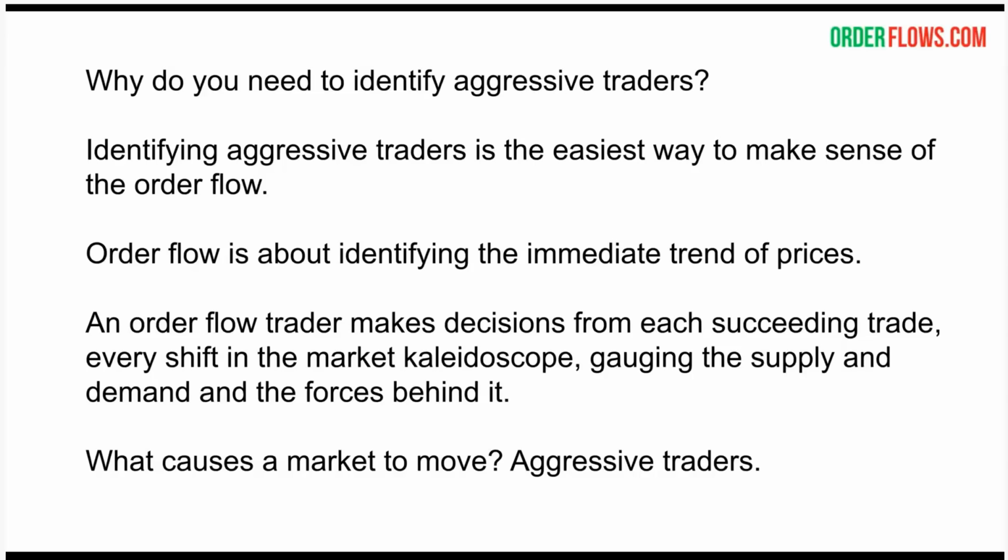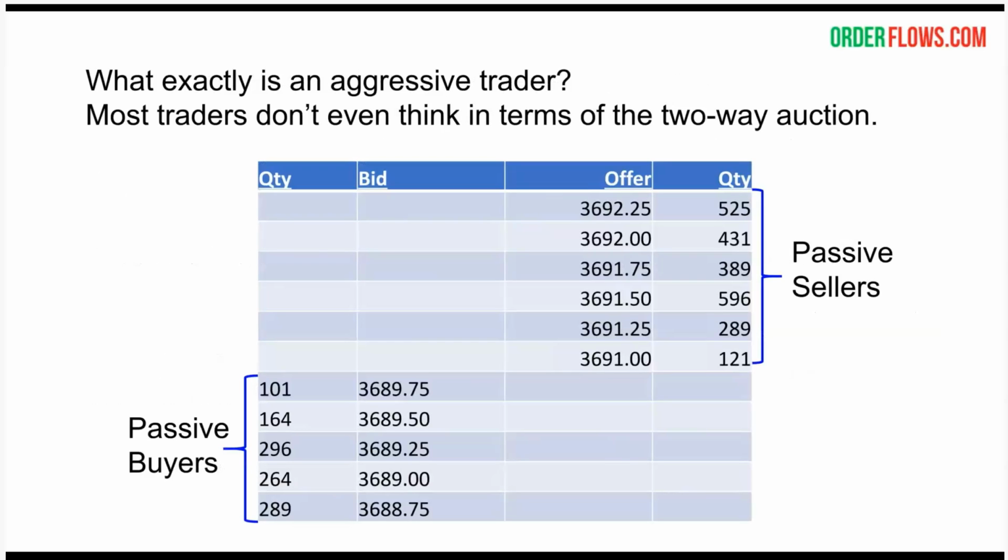An order flow trader makes decisions from each succeeding trade in the market. Think of the market as a kaleidoscope, those things you look into and you twist. Order flow traders are always gauging the supply and demand and the forces behind it. But what really causes a market to move? It's the aggressive traders. But what exactly is an aggressive trader?